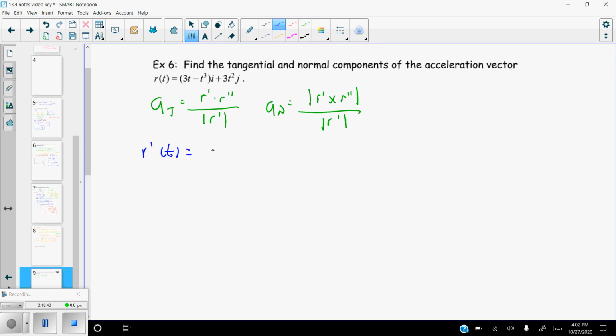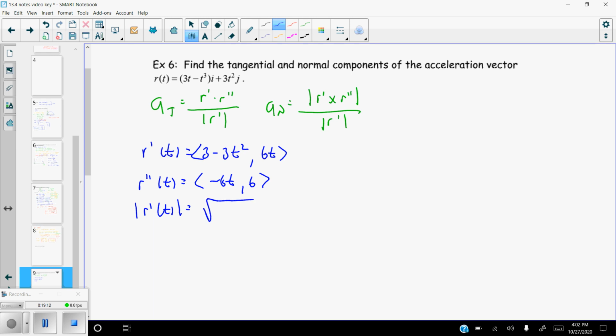R prime is going to be 3 minus 3t squared, comma 6t. Yeah, that looks right for r prime. R double prime is going to be negative 6t, comma 6. Okay, I also know we're going to need the magnitude of r prime.